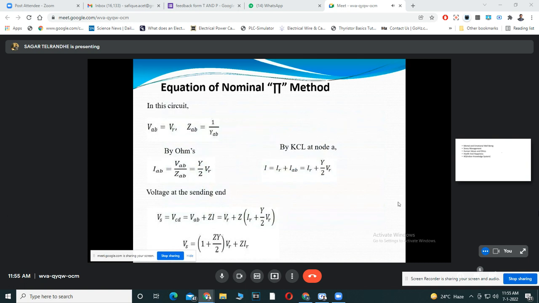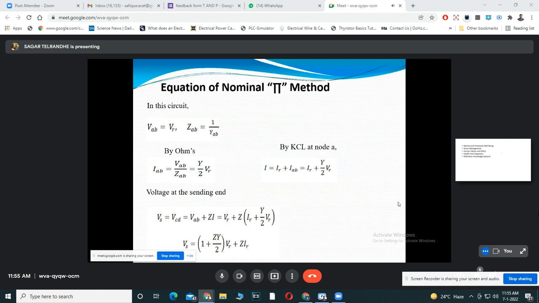So the equations of the nominal pi method can be given as follows, considering VAB is equal to the receiving end voltage VR. The impedance of arm AB is given by ZAB, which is equal to 1 upon the admittance of the same arm. By Ohm's law, V is equal to IR, therefore I is equal to V upon R, that is V upon Z, where Z is the complete resistance due to the inductance as well as the resistance itself, giving us Y by 2 is equal to VR.